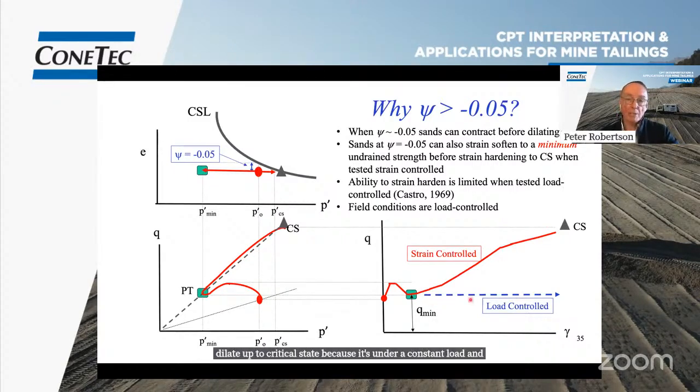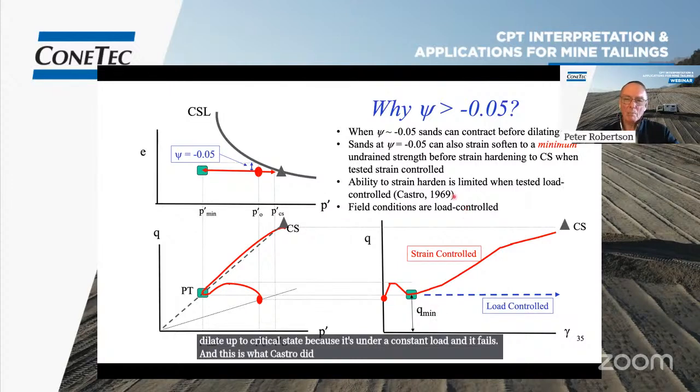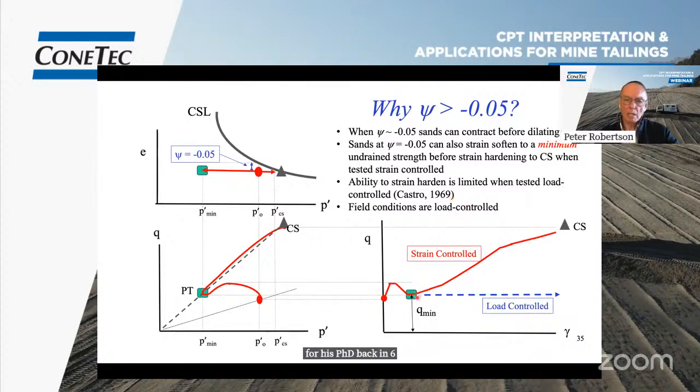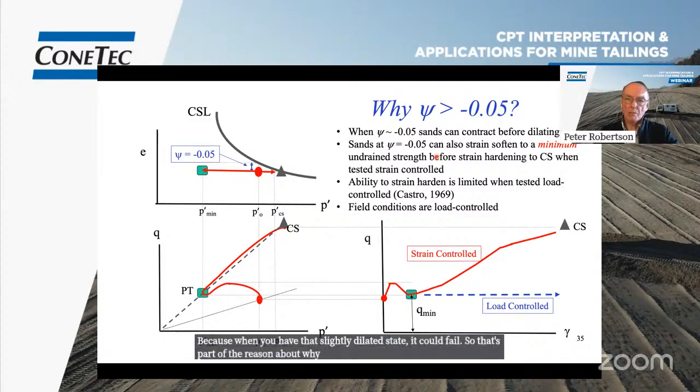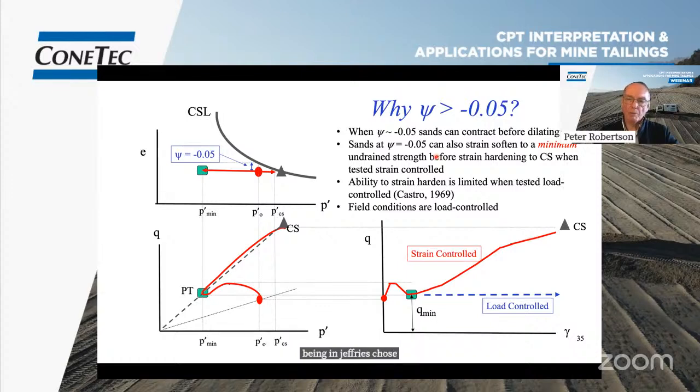And this is what Castro did for his PhD back in '69. He showed that in load control, what he referred to as steady state was not always the same as critical state, because when you have that slightly dilated state, it could fail. So that's part of the reason why Been and Jefferies chose that minus 0.05.